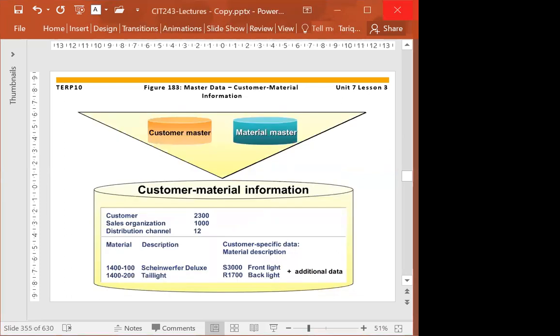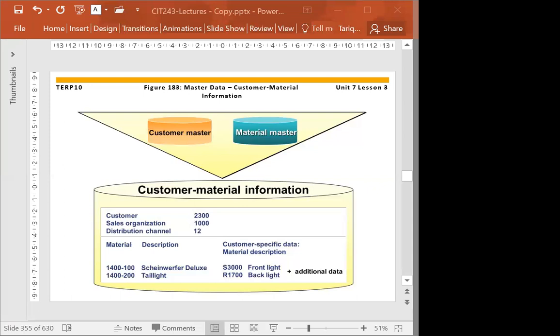Now, this is customer material information. When you are selling a product to the customer, you say, okay, this is my customer number. When you enter the customer number, it pulls the information from the customer master data for that sales order, for that transaction. When you say, I want to sell material number one to this customer, the system will go to the material database and pull material number one and add the information.